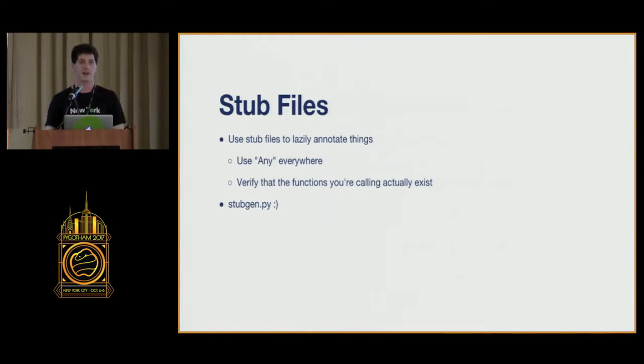You can also use stub files to kind of lazily annotate things. If you don't want to have to go through and modify your whole code base, you can just use stub files and use Anys everywhere. And while that's definitely not as good as going through your code base and actually correctly annotating all of your types, it at least verifies that the functions that you're calling actually exist, which is better than nothing. You can also use stubgen.py, which comes with MyPy and will automatically generate stub files to take some of the heavy lifting off of your back, and then you can go through and do the proper annotations from there.